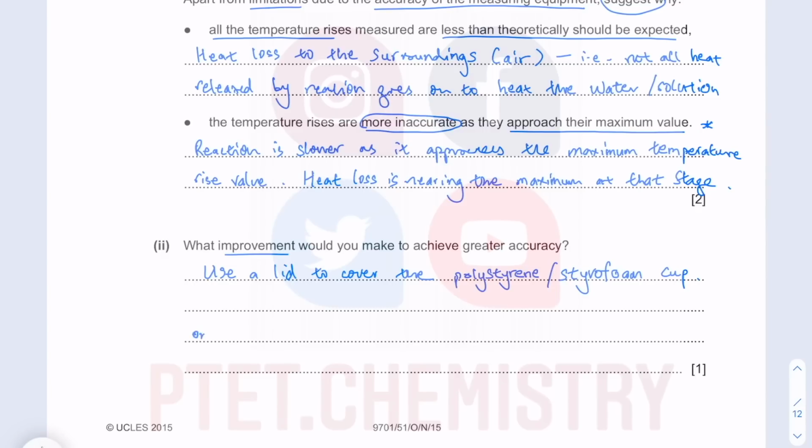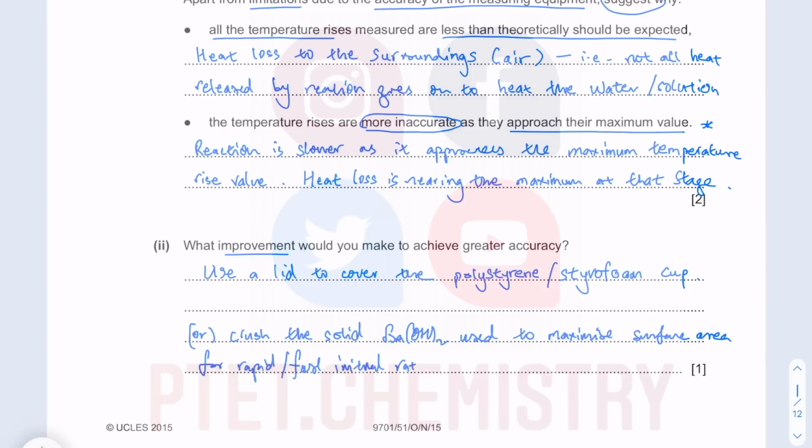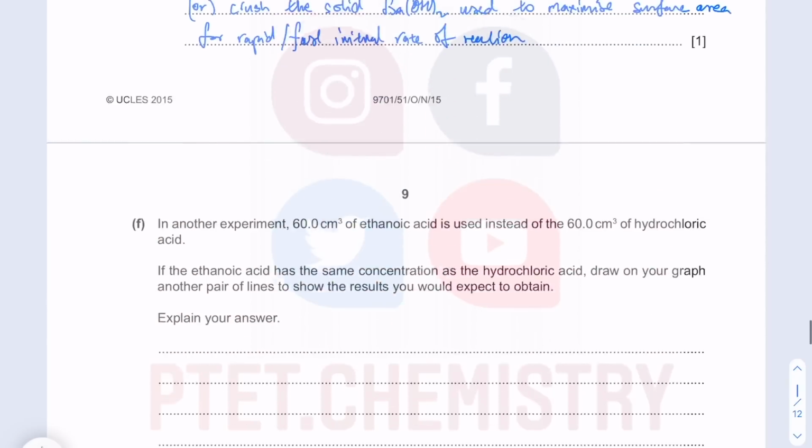So you can say: crush the solid barium hydroxide to maximize surface area. As you know, surface area can affect rate of reaction. So maximize surface area for a fast initial rate of reaction, and when the reaction is fast enough, you can get a much more accurate representation of the temperature rise.